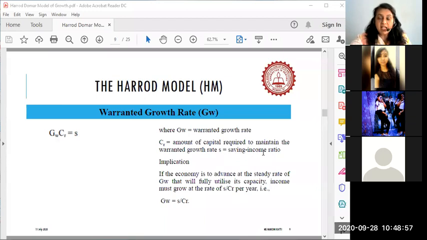Whatever the income in the economy, the savings must increase from 33% to maybe 35% of income. That 35% savings will help the economy achieve that 10% growth rate, and that 10% growth rate will be called the warranted growth rate, which the Indian economy wants to achieve.